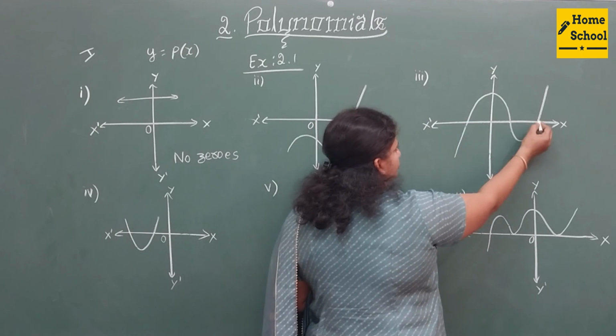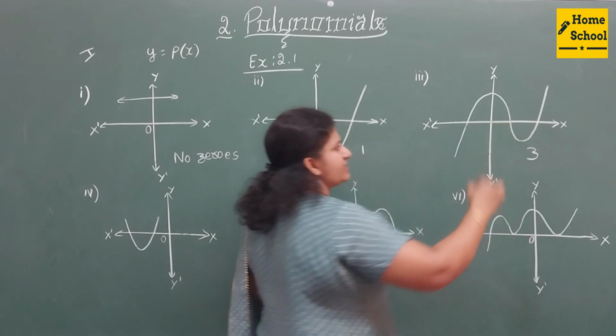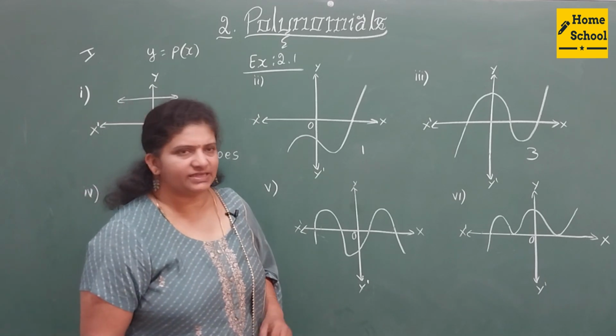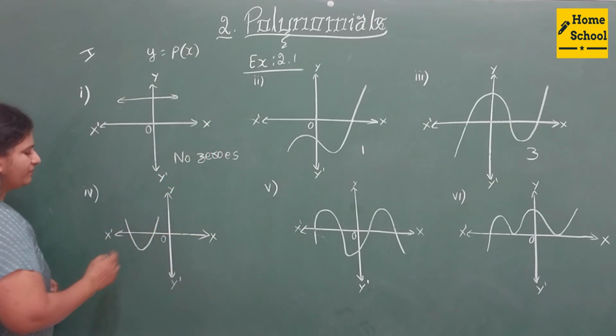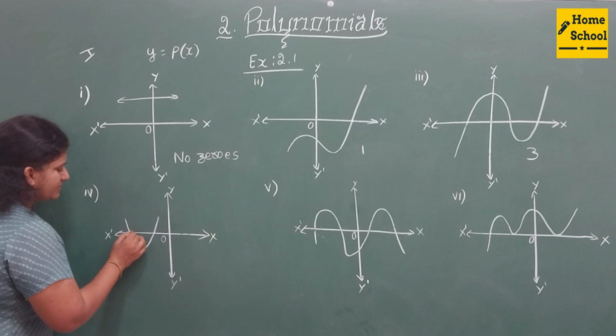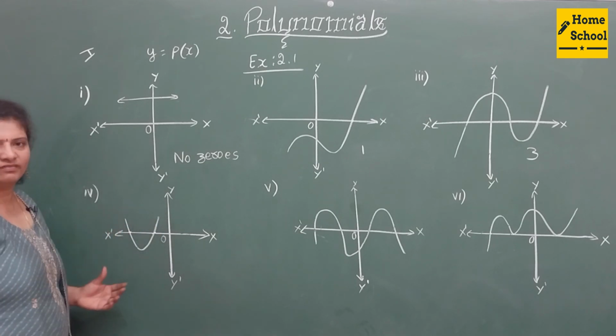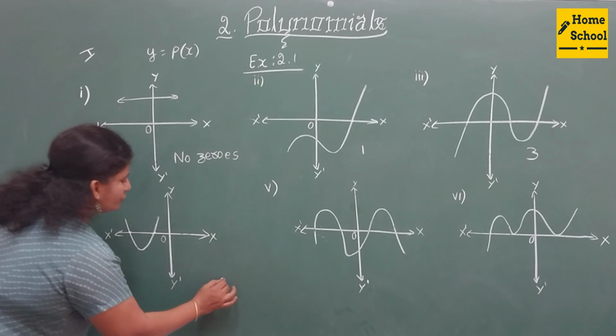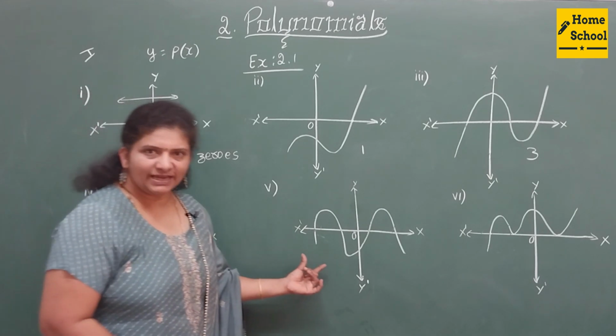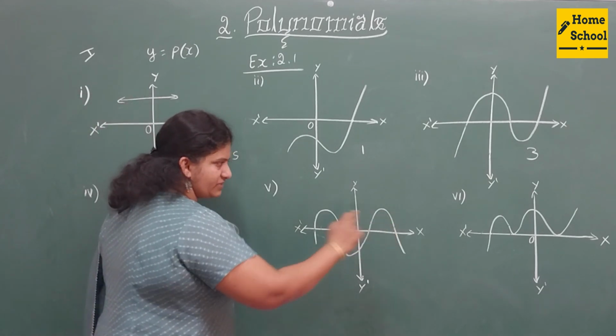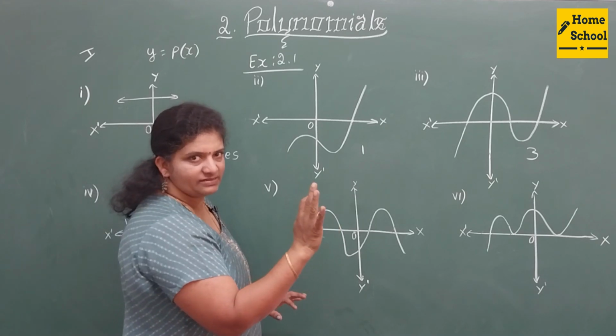1, 2, 3. How many zeros are present here? 3 zeros. And here, on the x-axis, 1, 2. How many zeros? 2 zeros. Come on, start counting here. On the x-axis, only observe the x-axis.